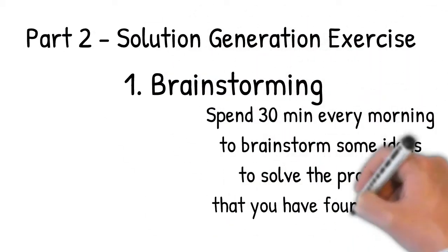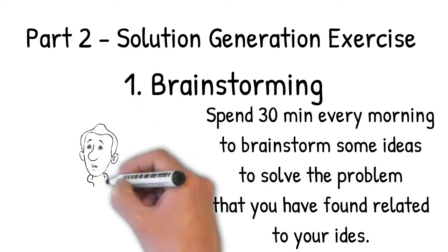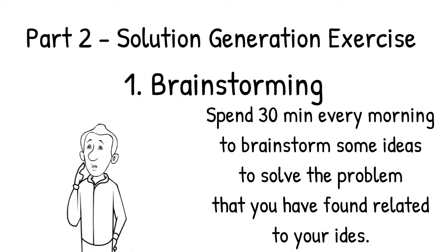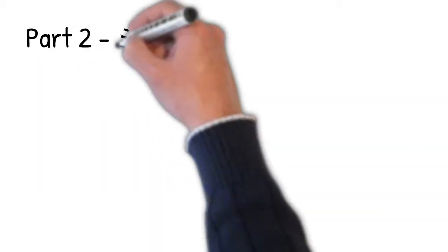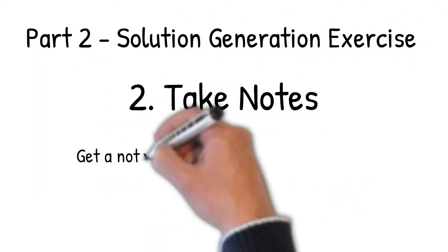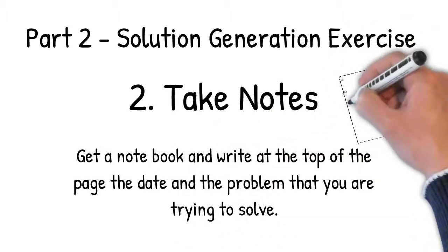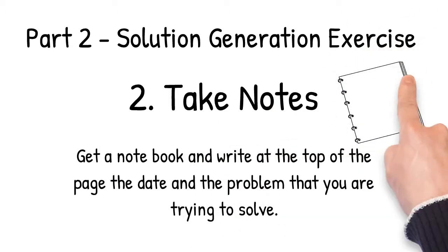Part number 2 is the solution generation exercise. So what you're going to have to do is spend 30 minutes every morning to brainstorm ideas of the problem that you are trying to solve. So you've identified the root cause already from part number 1. Now in part number 2, you're trying to generate ideas. Dedicate 30 minutes out of your day to try and generate ideas. Get a notebook and write down at the top of the page the date and the problem that you're trying to solve. So you've identified the root cause on the top of that page.